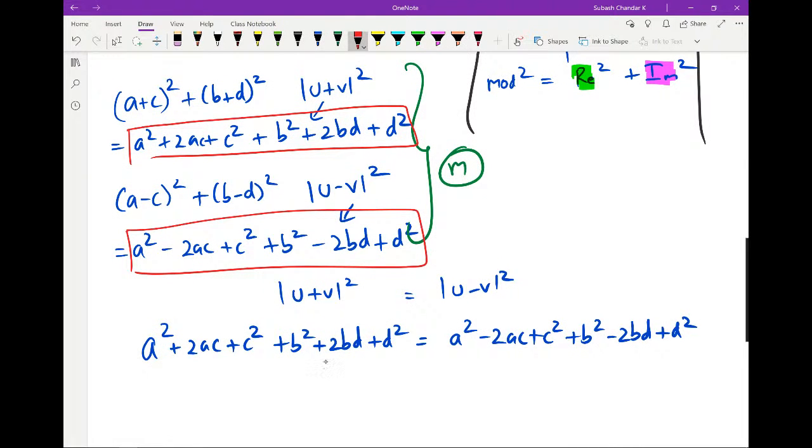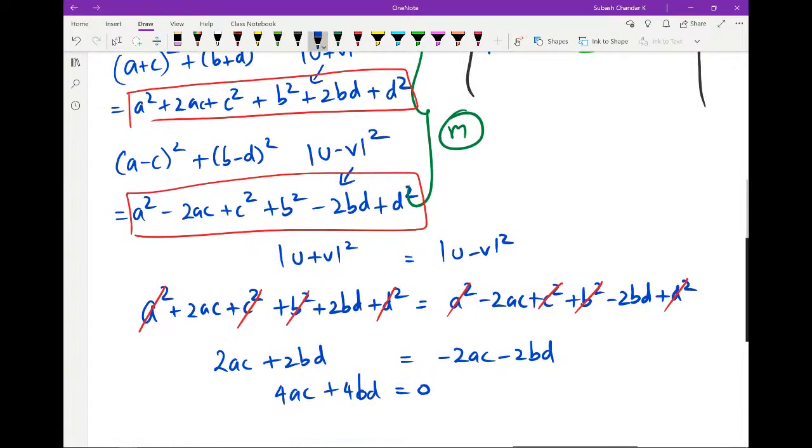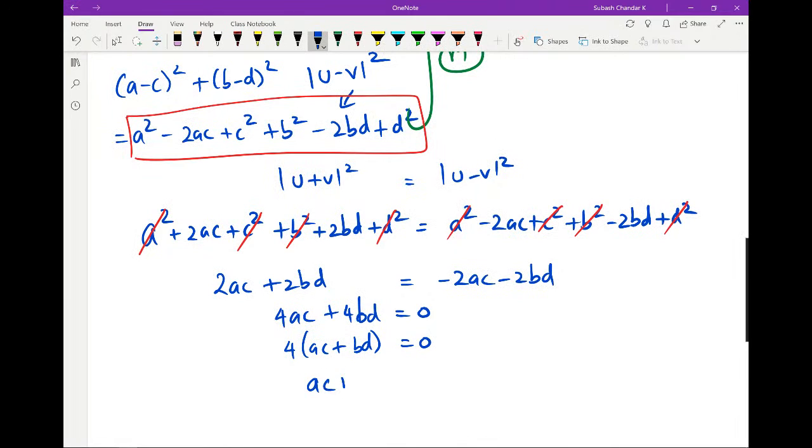So we can start getting rid of a few things. A squared cancels, D squared cancels, B squared cancels, C squared and C squared cancels. So what we've got, 2AC plus 2BD equals negative 2AC minus 2BD. Rearranging this, we're going to get 4AC plus 4BD equals 0. Factorize. AC plus BD is equal to 0. So we can say that AC plus BD is equal to 0.